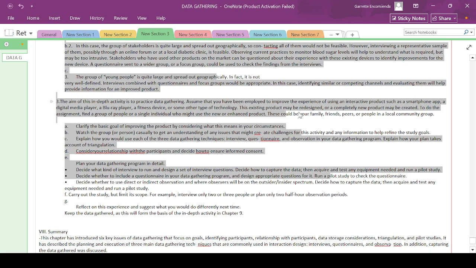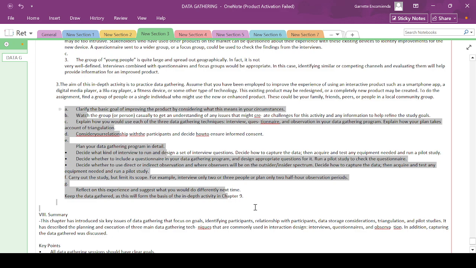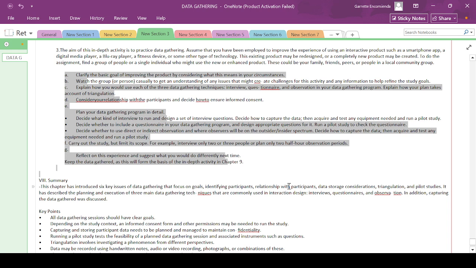This existing product may be redesigned or a completely new product may be created. To do the assignment, find a group of people or a single individual who might use the new or enhanced product. This could be your family, friends, peers, or people in a local community group. Here are the techniques. Clarify the basic goal of improving the product by considering what this means in your circumstances.